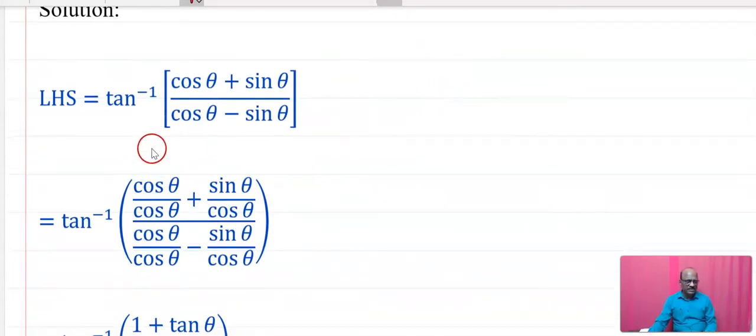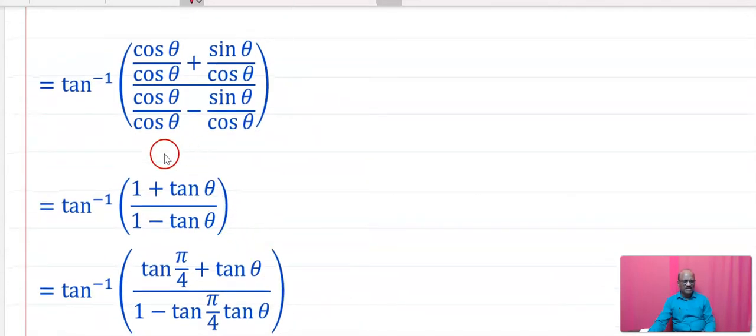Here the LHS is tan inverse of (cos theta plus sin theta) upon (cos theta minus sin theta). Now here we can divide the numerator and the denominator by cos theta. Here cos theta upon cos theta plus sin theta upon cos theta, upon cos theta upon cos theta minus sin theta upon cos theta. And this is nothing but 1 plus tan theta upon 1 minus tan theta.